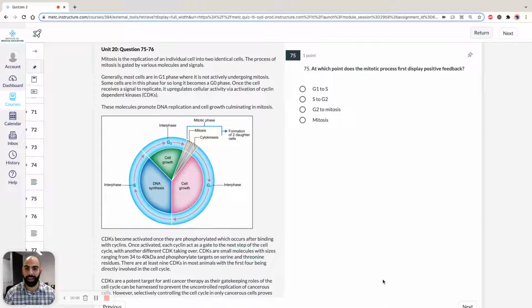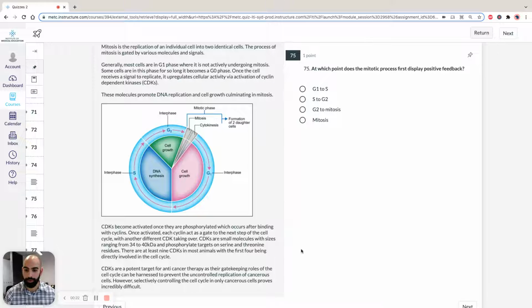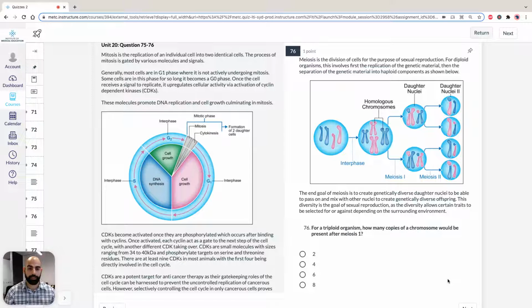Today we're going to go through a biology GAMSAT unit around cell cycle, mitosis, and meiosis, and there are two questions relating to the unit. Before we begin, I'll give you a chance to read the stimulus. You can pause the screen now and read the stimulus, then read the first question, question 75. Pause the screen. And now question 76. Pause the screen and have a read. Okay, we can start now.